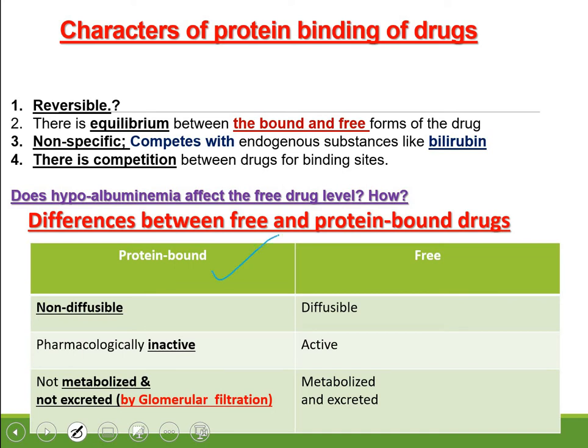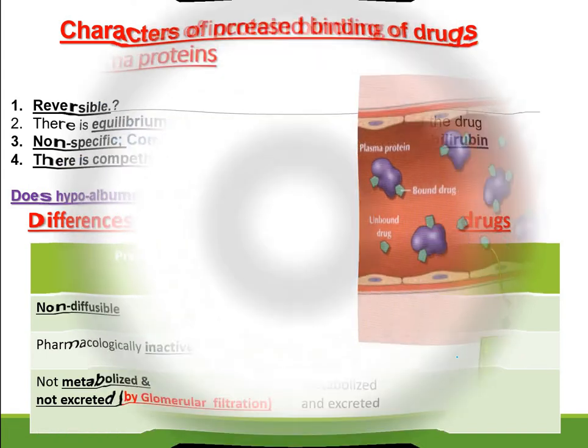A protein-bound drug, you see, is non-diffusible, whereas free drug is diffusible. It is pharmacologically active in the case of free drug, and pharmacologically inactive if it is plasma protein-bound drug. It is not metabolized and not excreted by glomerular filtration. Why? Because it is already with plasma protein and is not exposed to metabolism. It is the free drug that is exposed to metabolism, converted to more polar compounds and eliminated easily from the body.